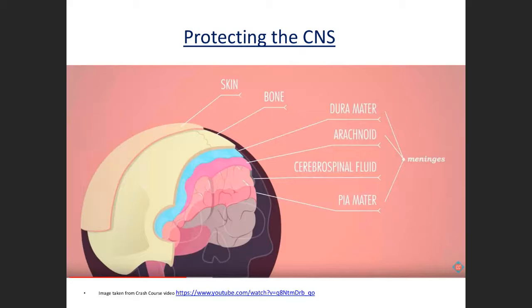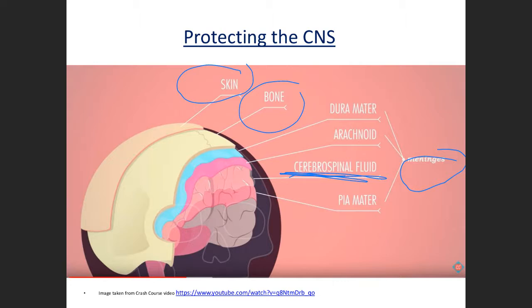Okay, so how do we protect the brain? The brain is extremely important, and it has to be taken care of. Both the brain and the spinal cord are going to be taken care of by skin, bone, and what are known as meninges and cerebrospinal fluid. So you've got skin, bone, meninges, and the cerebrospinal fluid that are going to protect the brain and the spinal cord.